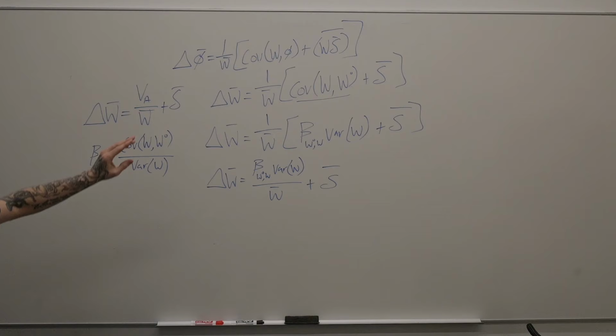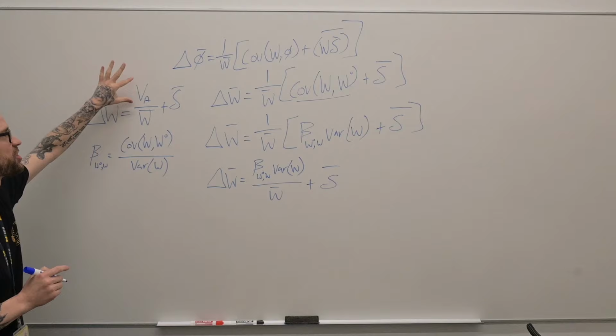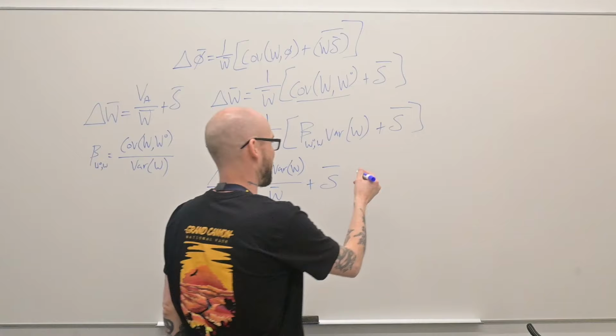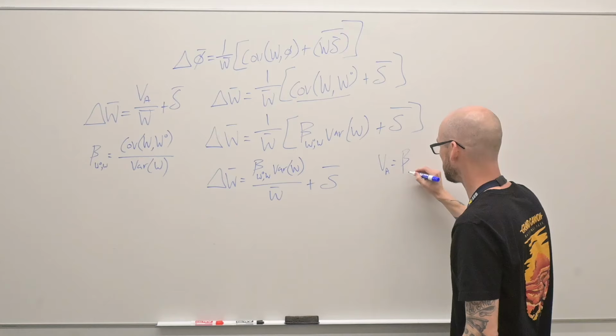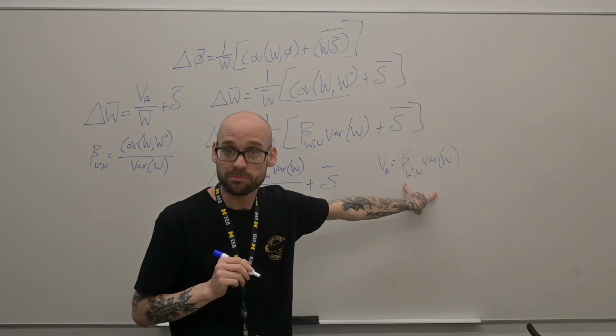Now we're pretty close, right? So what is V sub A? Remember what we said, V sub A. This is simply the way quantitative geneticists have classically written additive genetic variance. Right? V sub A is additive genetic variance. As we just explained, additive genetic variance, V sub A, turns out to be equal to the beta regression coefficient multiplied by the variance.